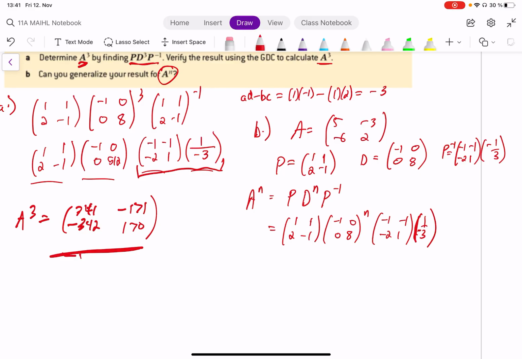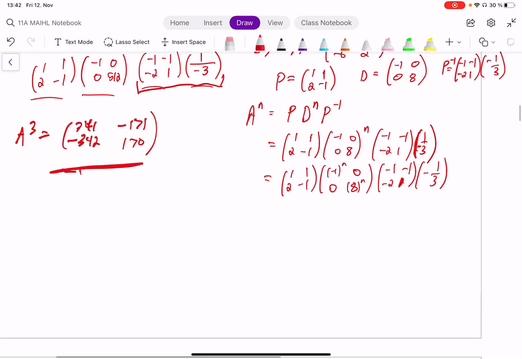So let's distribute our n in. We've kind of already talked about what that would look like. It would be negative 1 to the n. It would be 0. It would stay 0. And then it would be 8 to the n. And then times this other stuff, and 1, and negative 1/3.